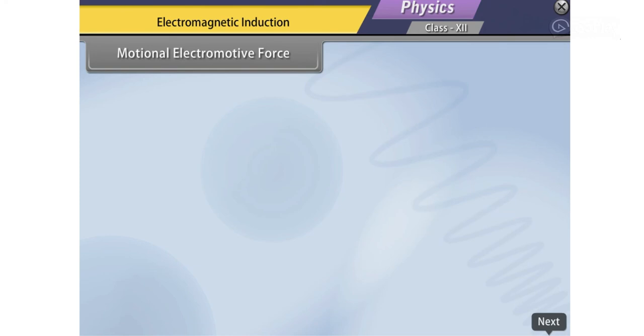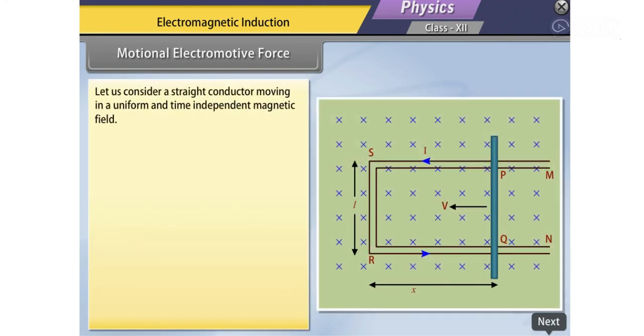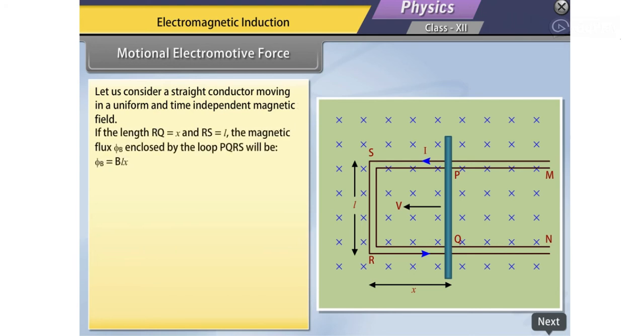Motional electromotive force. Let us consider a straight conductor moving in a uniform and time-independent magnetic field. Let a rectangular conductor PQRS in which the conductor PQ is free to move. The rod PQ is moved with a constant velocity V. It is placed in a uniform magnetic field B, which is perpendicular to the plane of this system. If the length RQ is X and RS is L, the magnetic flux phi B enclosed by the loop PQRS is equal to BLX, but X is changing with time.